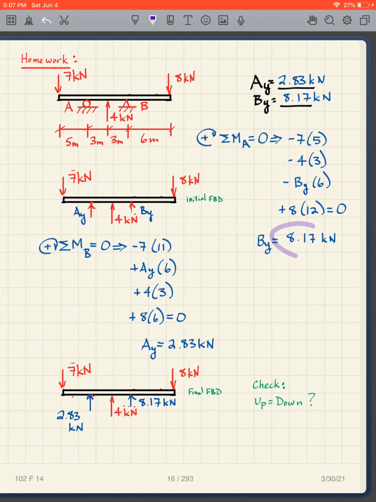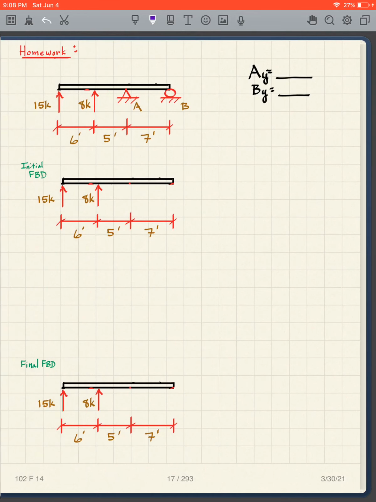So again, in this case, both of them are positive, so it makes it a little bit easier. And I simply cross that out, and I put 8.17. I cross that out, I put 2.83. And that gives me my final free body diagram. And then we do our check. What do I see? What's going down? That's going down, that's going down. That's 15. That's going up, that's going up, that's going up. What does it end up to be? 15. So 15 up, 15 down. Okay, I'm going to pause there.